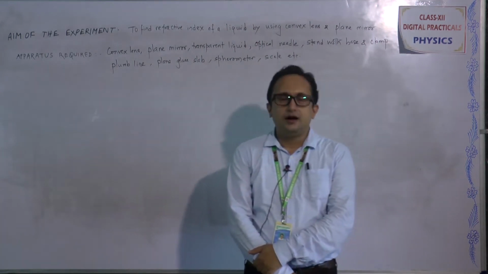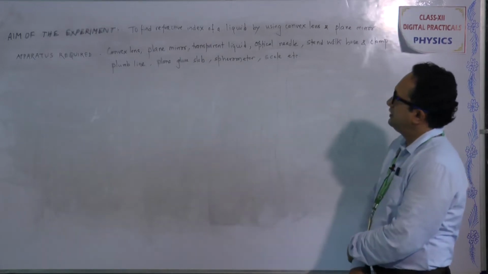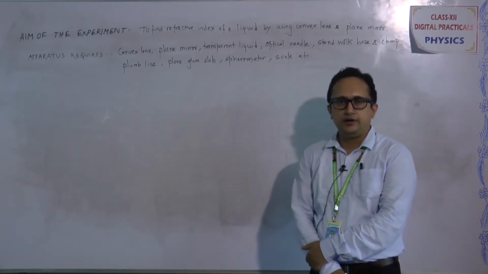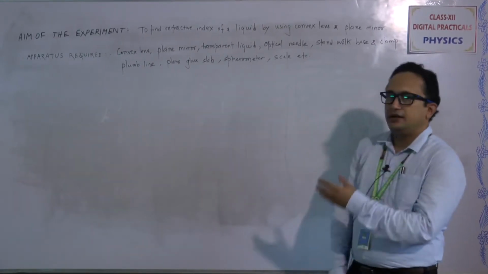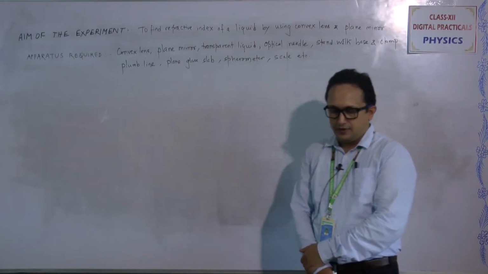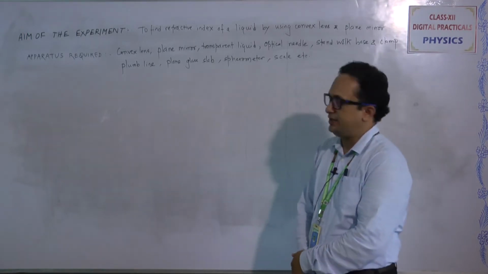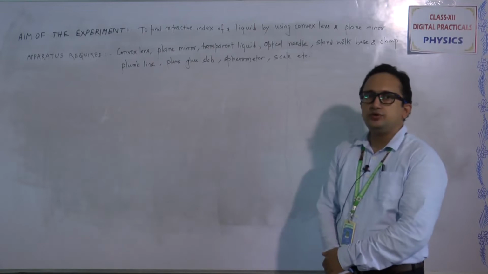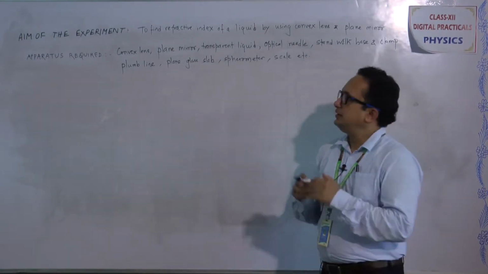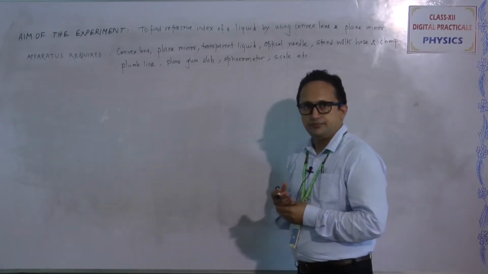Welcome back again. For the next experiment, we have determination of refractive index of a liquid by using a simple convex lens and a plane mirror. So how are we going to determine the refractive index of any liquid? Of course, we are going to use the concept of combination of lenses. But before we proceed to the theory, let us see what are the apparatus required for the experiment.